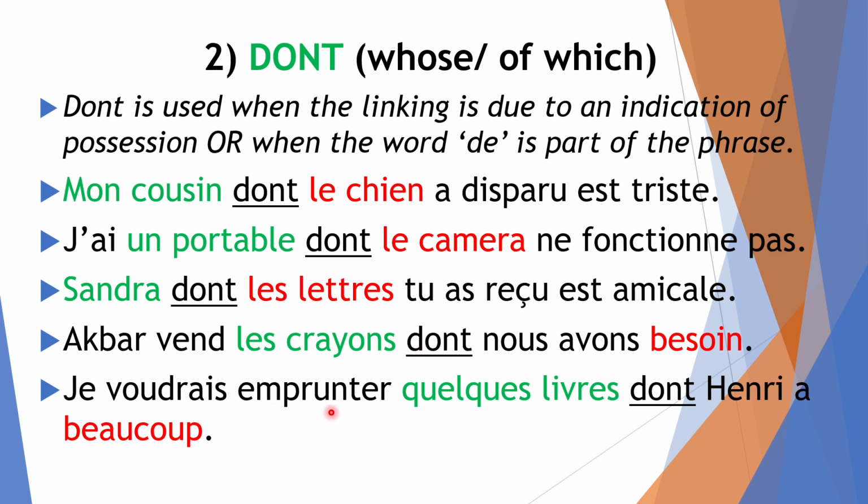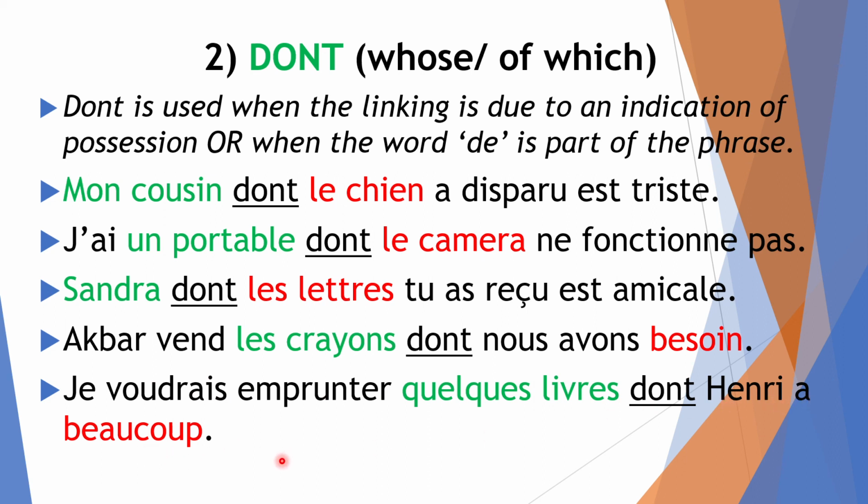Then, je voudrais emprunter quelques livres dash Henri a beaucoup. So if you split this up again, I would like to borrow some books: je voudrais emprunter quelques livres. And the second sentence would be Henri a beaucoup de livres. Can you see the expression ending with de, Henri a beaucoup de livres? So whenever the expression ends with de, avoir beaucoup de, you will have to use dont. So it will become je voudrais emprunter quelques livres dont Henri a beaucoup. I would like to borrow some books of which Henry has a lot.